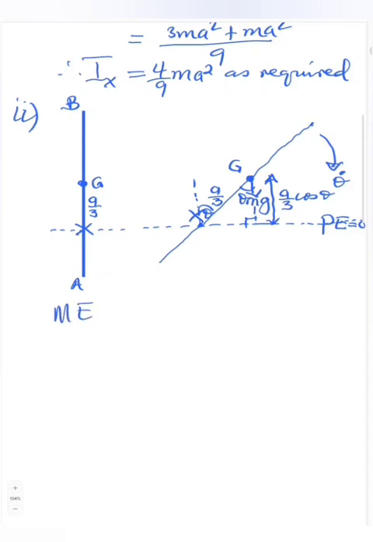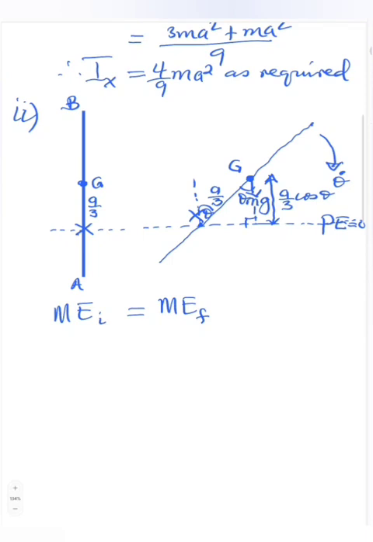mechanical energy before must be equal to mechanical energy after. Now, before we proceed, remember that mechanical energy is always composed of potential and kinetic energy. So we have to consider potential energy and kinetic energy in the two cases: before the motion starts and at the general position where the motion is already going on.